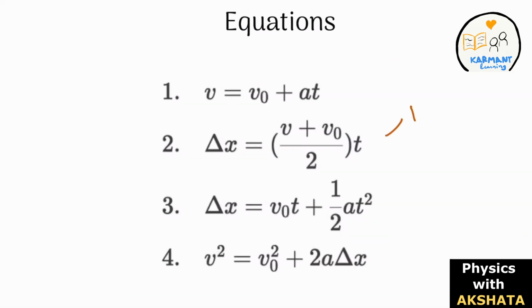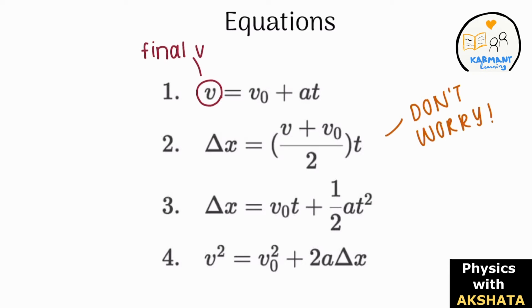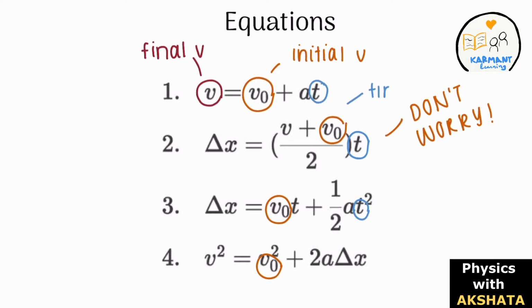So here is our big list of equations. These are the only equations that you will need, at least in introductory kinematics problems. And I know they look like a lot of symbols and variables and constants, but don't worry, these are all familiar. So as you can see, v is our final velocity, v naught, or v with a subscript of 0, is our initial velocity. And next is t, which basically stands for time, and we've seen that before.